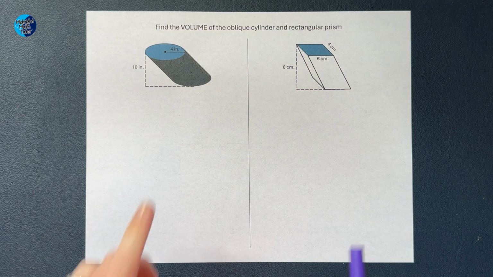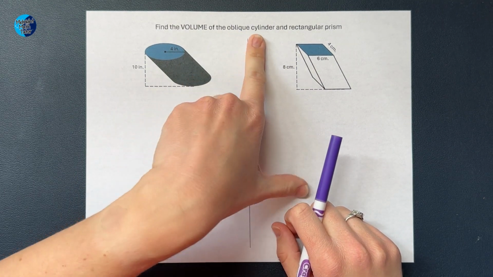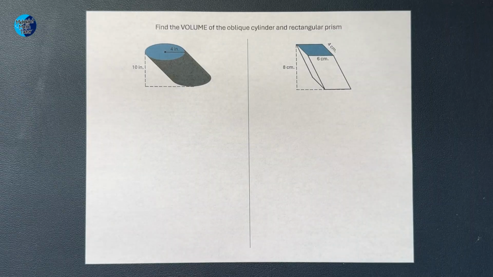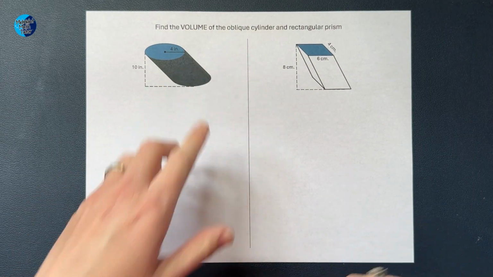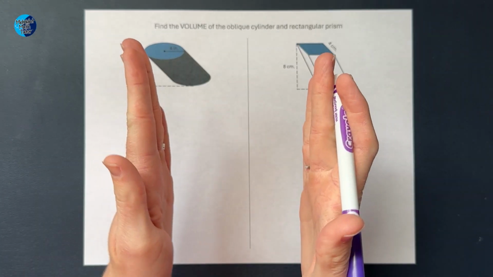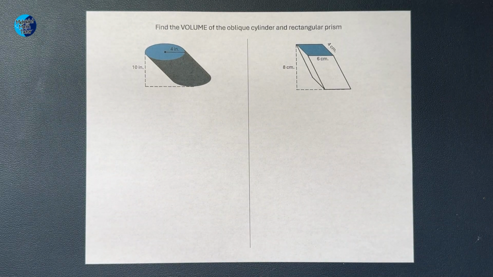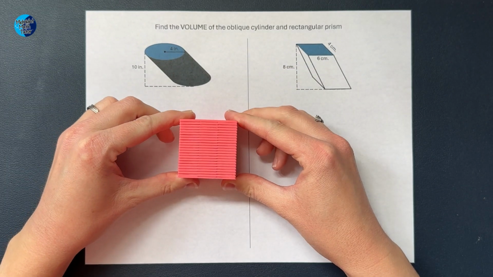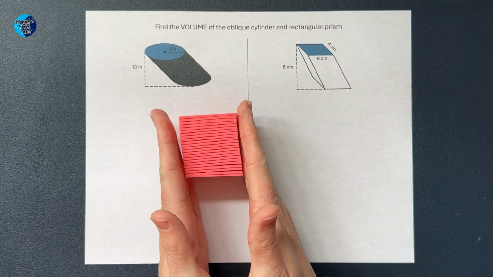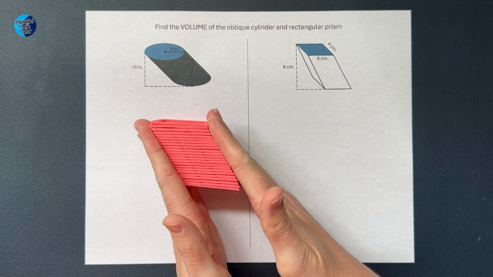Hey guys, we are going to find the volume of an oblique cylinder and an oblique rectangular prism. If you're not sure what oblique means, all it means is it's not straight, it's slanted. So a normal rectangular prism might look something like this, right? When it's oblique, we are just slanting it.